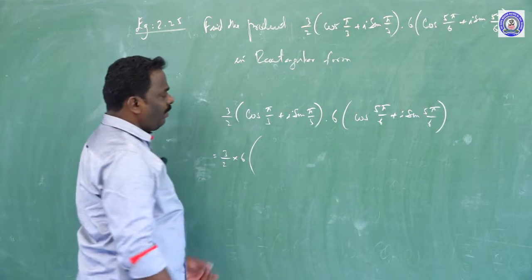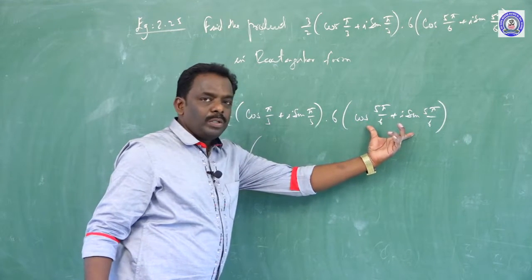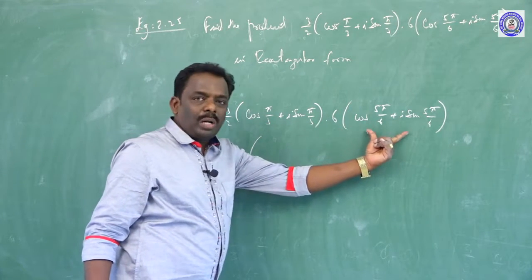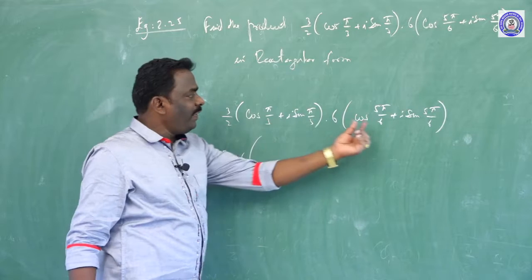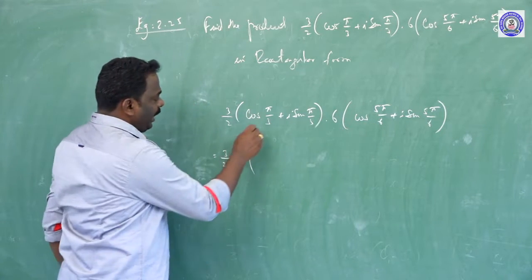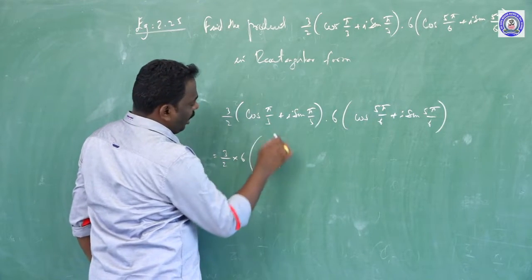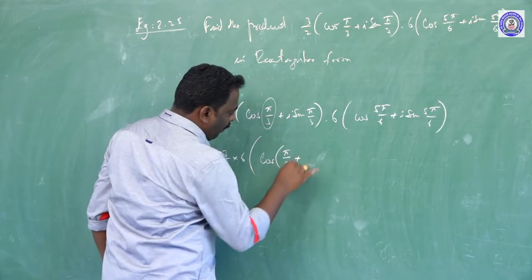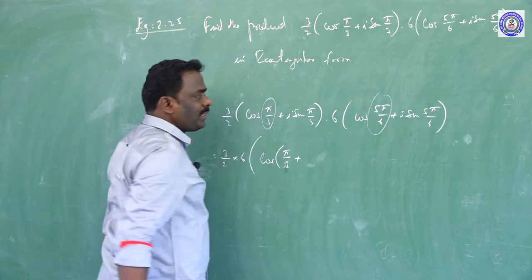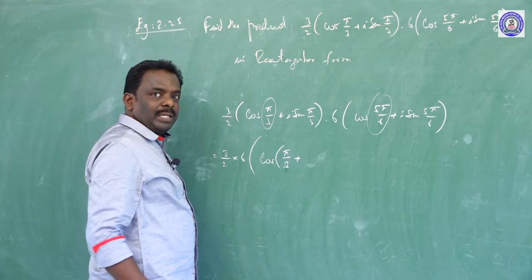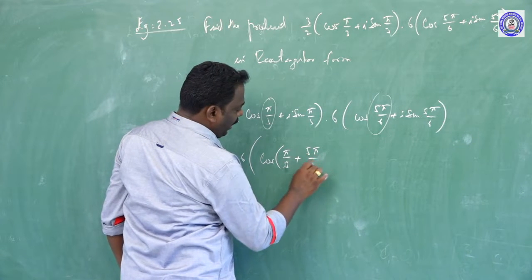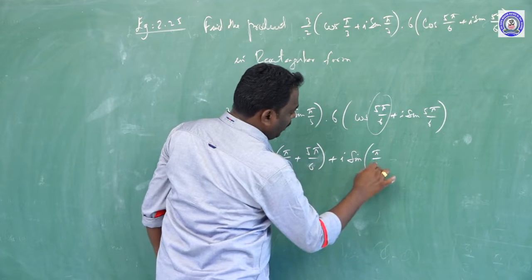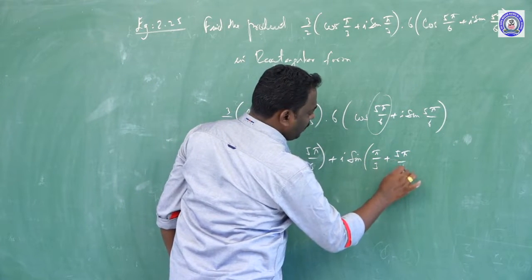We know the property of z1 into z2, the product form. If you multiply two complex numbers, we just add the arguments only. Therefore it is cos of the argument, the first number's argument is pi by 3, plus the second complex number's argument 5 pi by 6, plus i into similarly sin of pi by 3 plus 5 pi by 6.